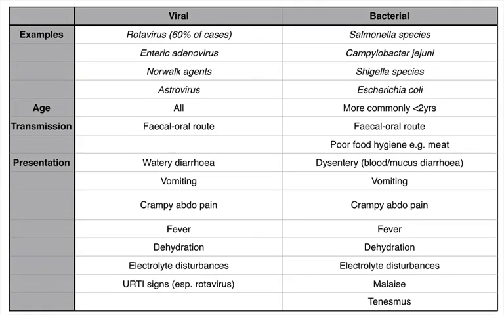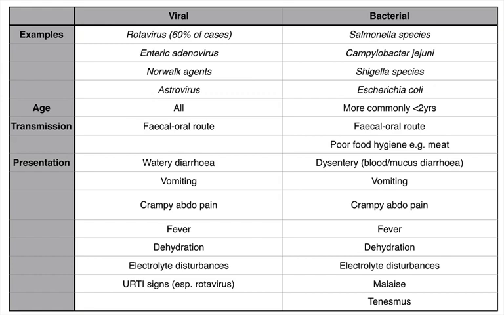So the main viral cause is rotavirus, and about 60% of cases that you see will be caused by rotavirus. There's also enteric adenoviruses and Norwalk agents, as well as lots of others like astrovirus. It's important to think of the viral causes against the bacterial because they do present slightly differently.